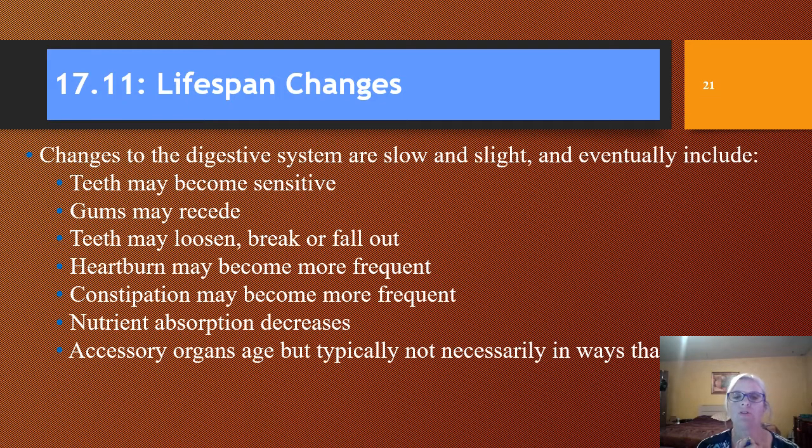So what happens to the digestive system as we get older? Your teeth can become sensitive, gums may recede, and of course we often lose teeth. You can have more heartburn, more constipation, and nutrient absorption decreases. We've talked about not being able to absorb your B12 as you get older. Your accessory organs age, but in general, our whole system slows down and just doesn't work quite as well as it used to.